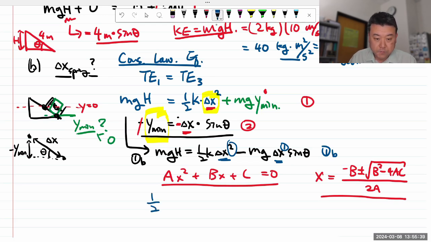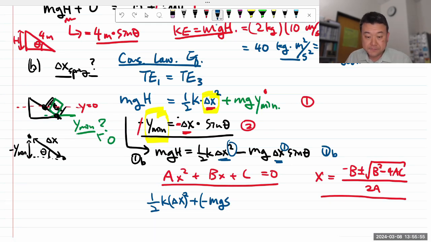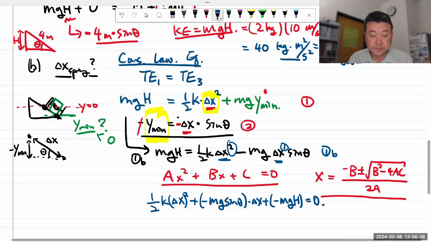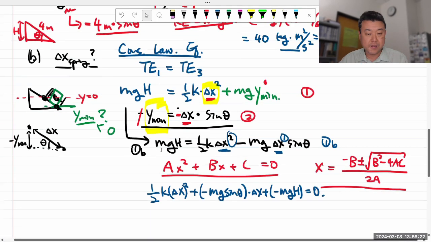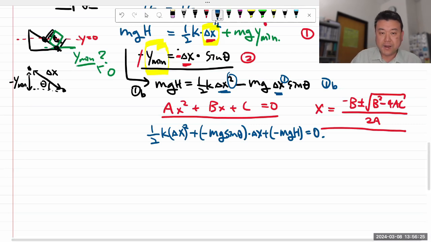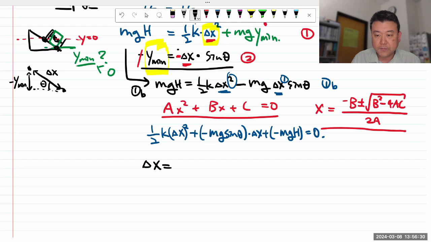So let me rewrite it as 1/2 k delta x squared. I'm basically collecting everything on the right-hand side and writing it on the left-hand side. Plus minus mg sine theta times delta x, that's my x, and I've moved the mgh over, so it's plus minus mgh equal to 0. So let's write it all out. What I'm saying is that the delta x that satisfies this equation is given by that formula.